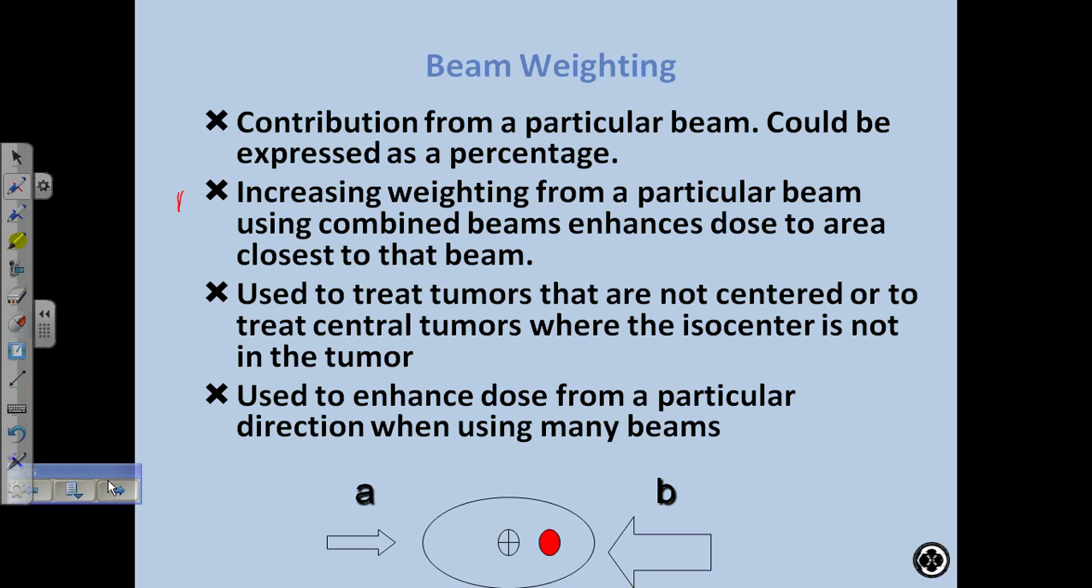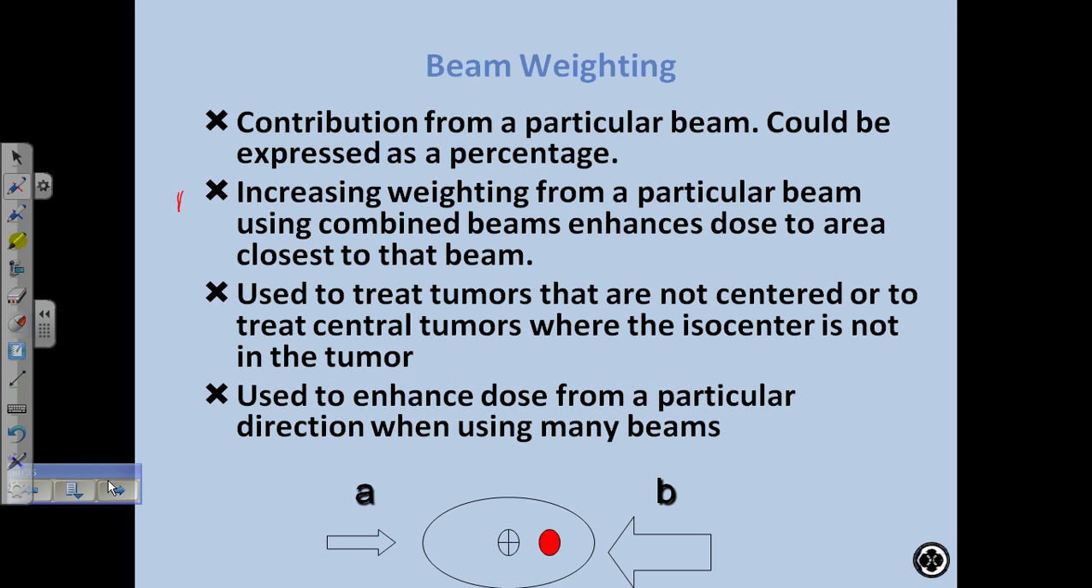Okay, you increase the beam weighting. It's used to treat tumors that are not centered or to treat central tumors where the isocenter is not in the tumor. Used to enhance dose from a particular side. Okay, so here's an example of two lateral beams, A and B. The tumor's the red spot. Which one's going to have more weight? B's going to have more weight. Okay, the isocenter is in the center of the patient in this case.